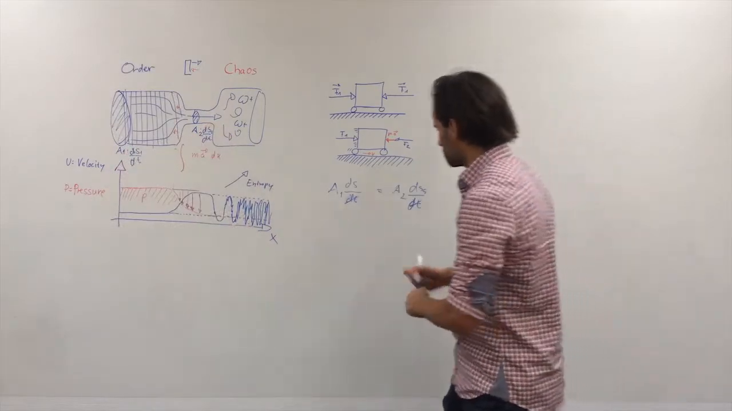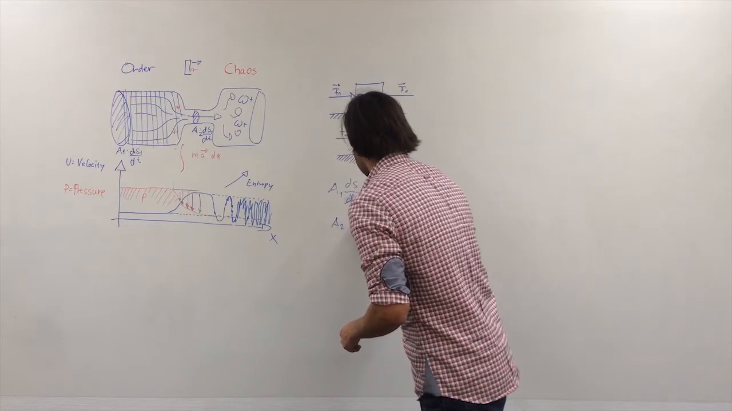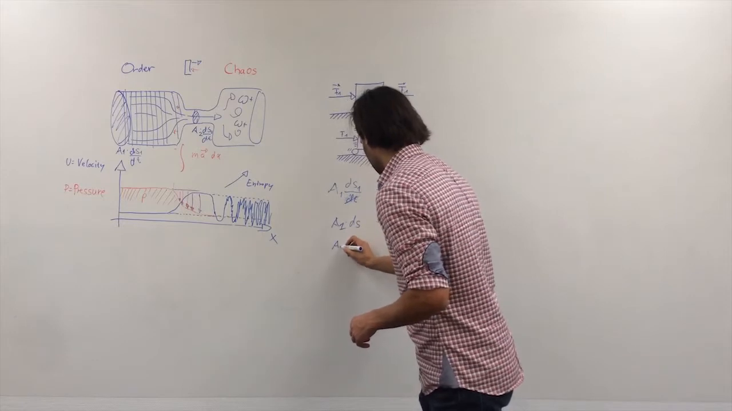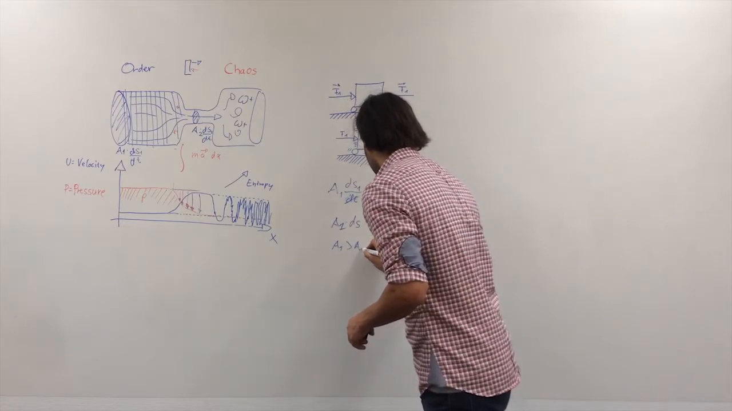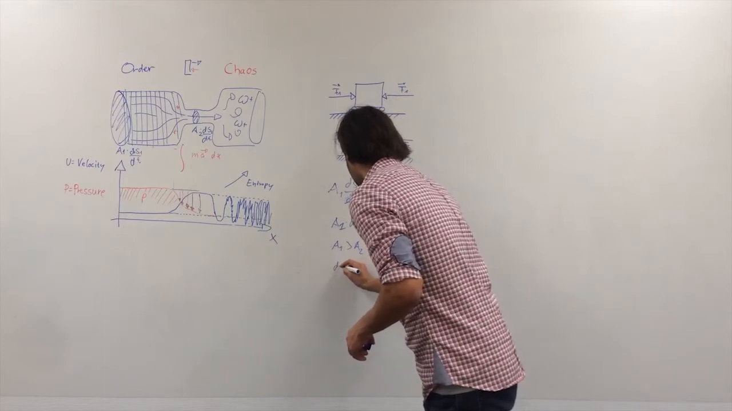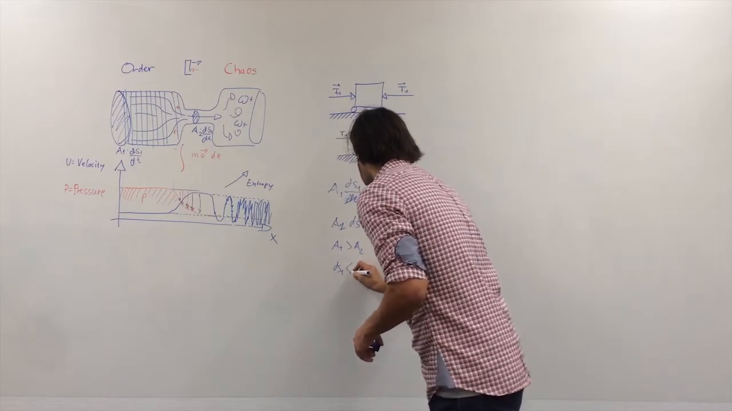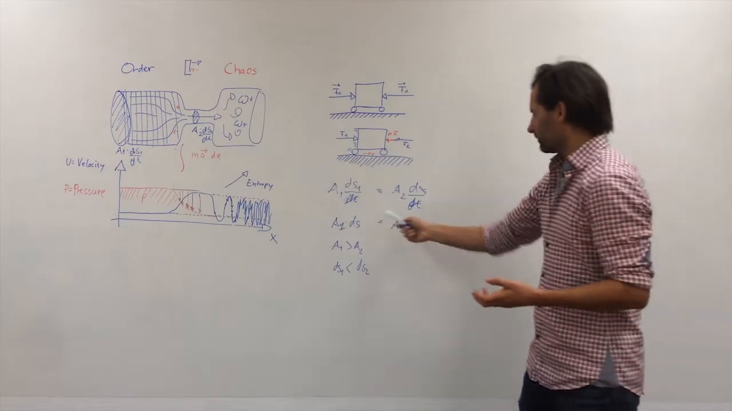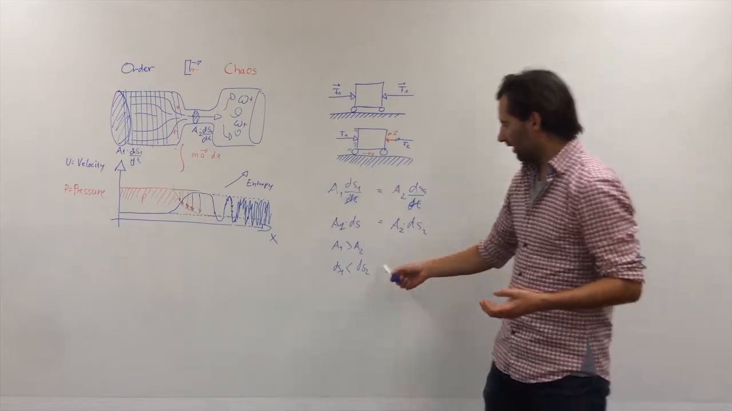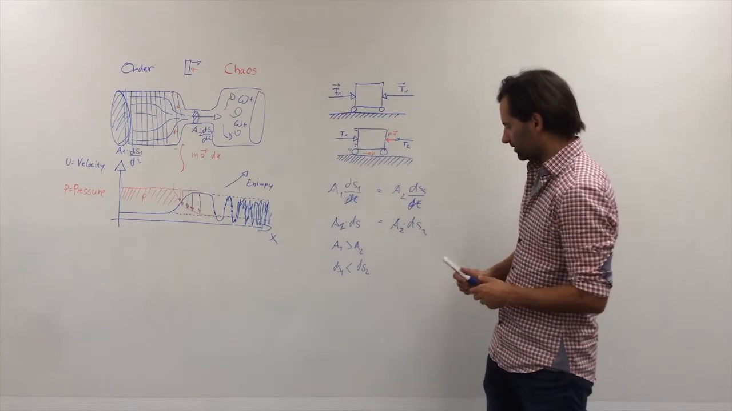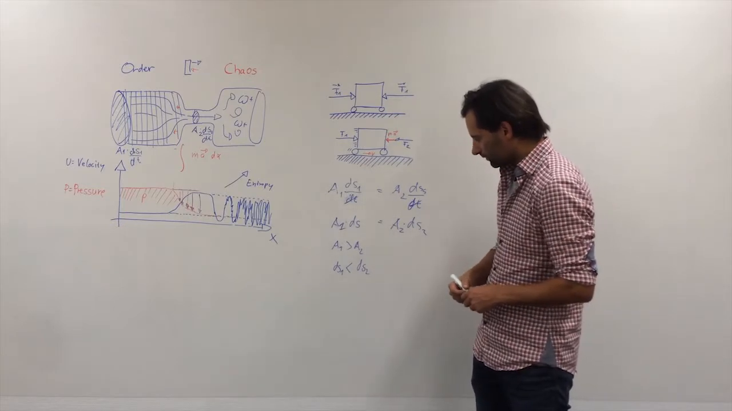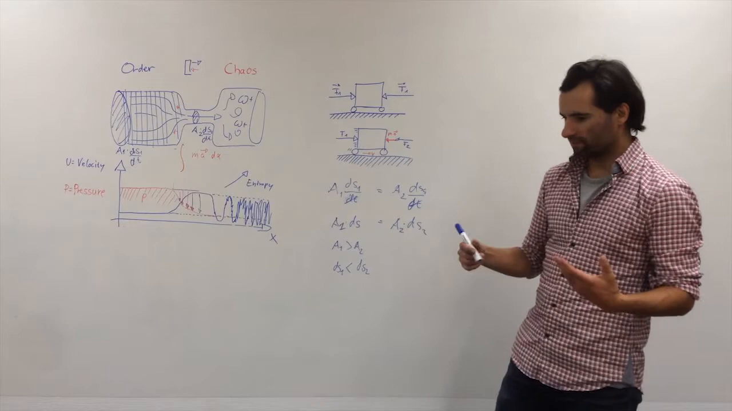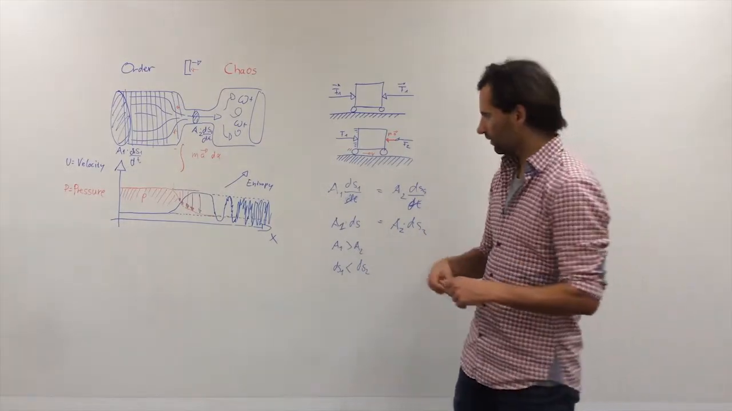So we finally receive a relation: when A1 is bigger than A2, automatically delta S1 is smaller than delta S2. Well, this is obvious, because when we want to equalize it, then automatically the speed is increasing to fulfill the mass conservation. All right.